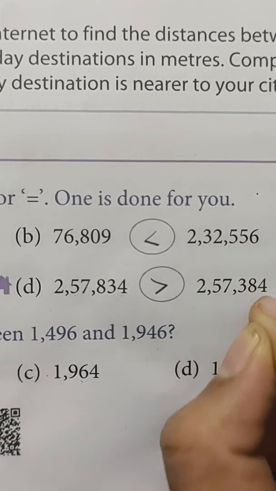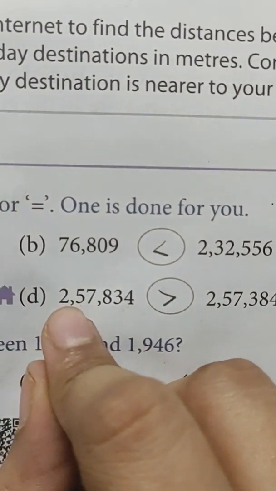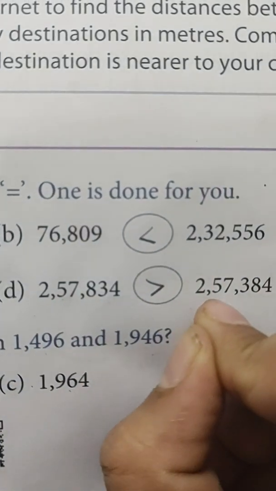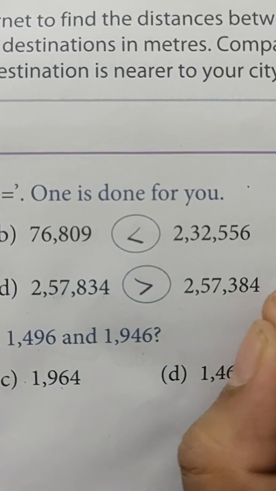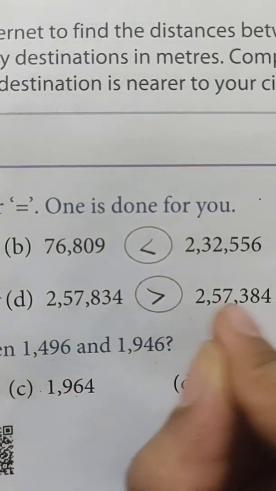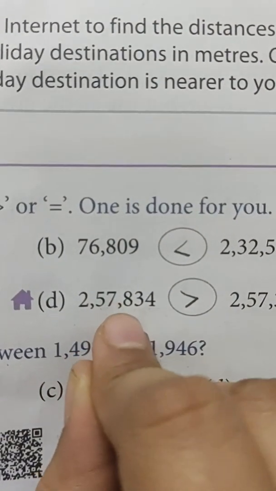Now here also 1 2 3 4 5 6, 1 2 3 4 5 6. There are 6 digits in both numbers. Now we start comparing like this: 2 2, 5 5, 7 7, 8 3. This one is having 8 and this one is having 3, so this one is the bigger number.